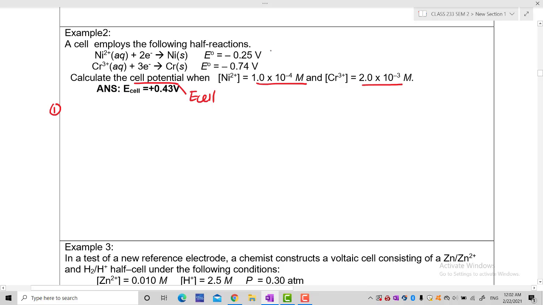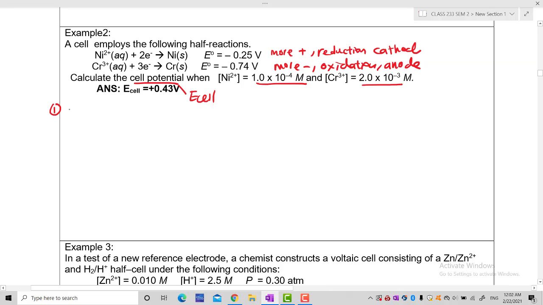Okay, now we apply the concept from chapter 3.1. More positive is cathode, reduction. So we find which one is more positive? Yes, it's negative 0.25. So the more positive one means this is a reduction, and this happens at the cathode. And this is more negative, so this is an oxidation and happens at the anode. Okay, so students, you can write the half equations first and then the overall.